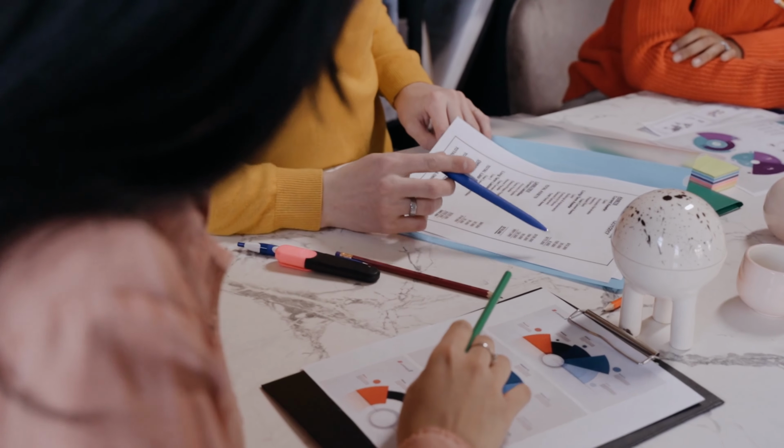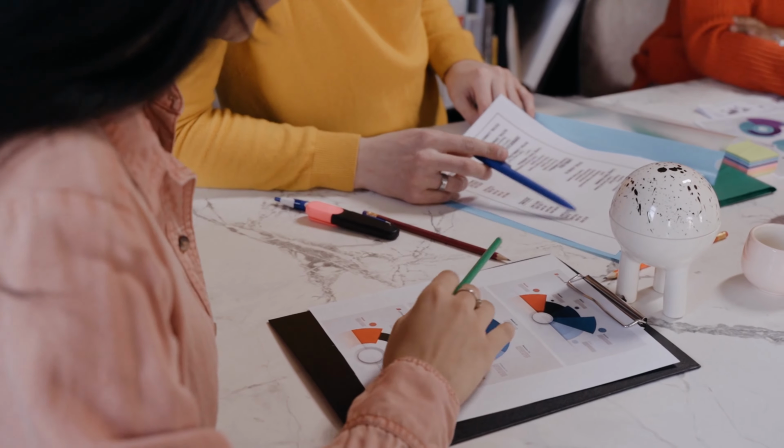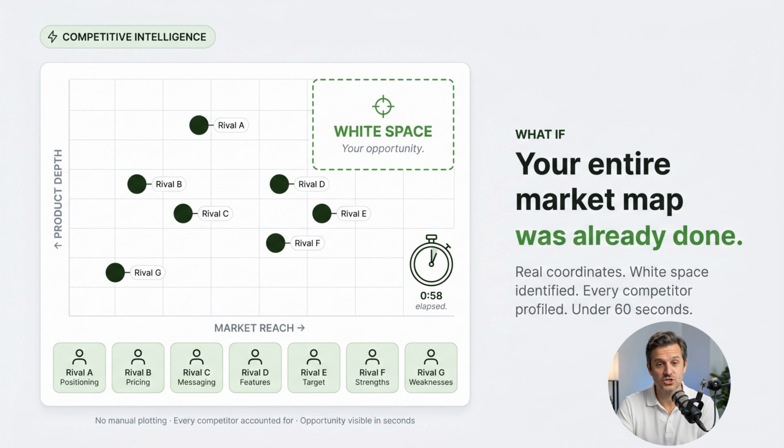Most strategy decks open with a competitive landscape slide that took someone half a day to build and is already outdated by the time it's presented. You know the one. Manually plotted dots, guessed coordinates, no data behind it. What if your entire competitive positioning map with real market coordinates, a white space opportunity identified, and a competitor intelligence profile for every player was ready in under a minute?